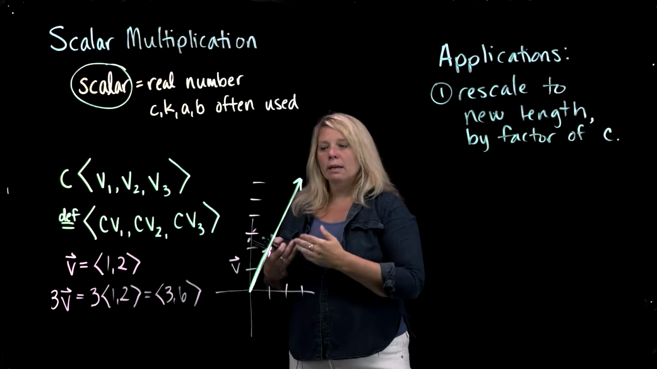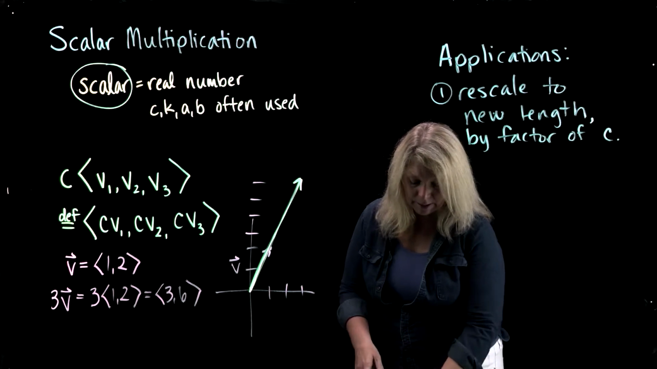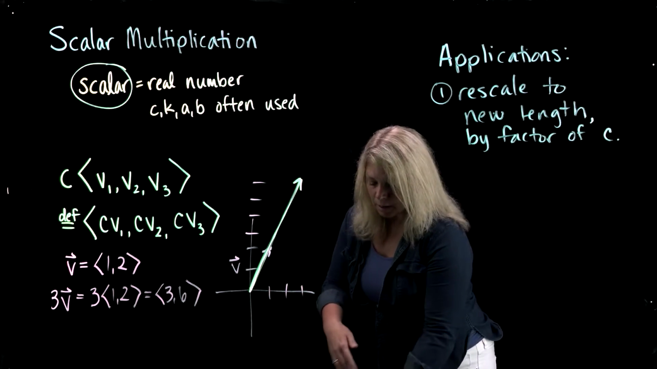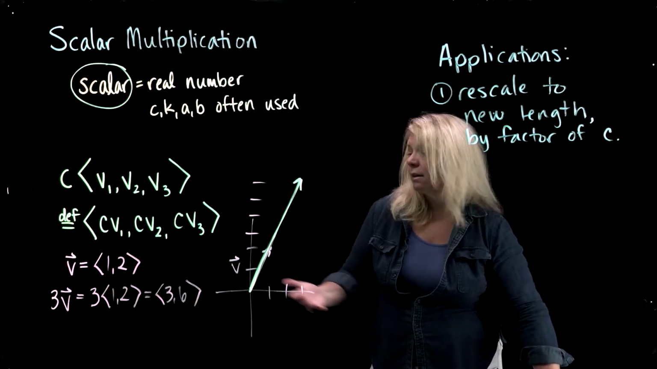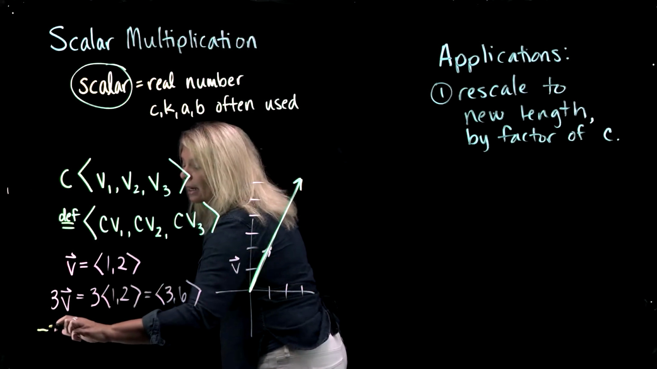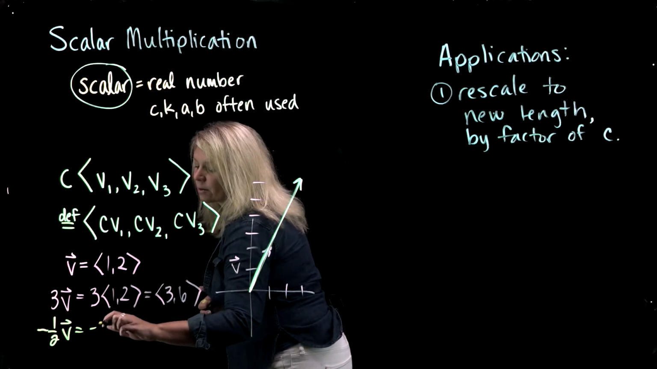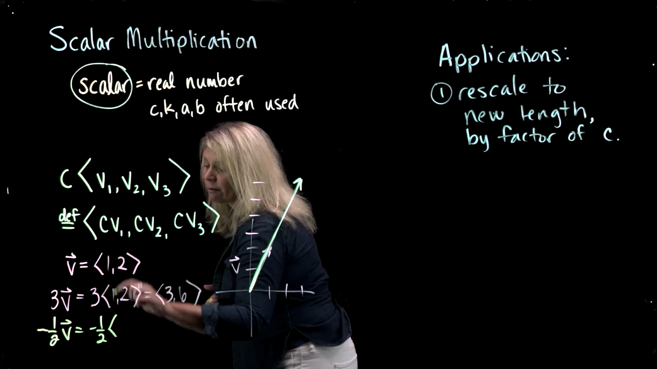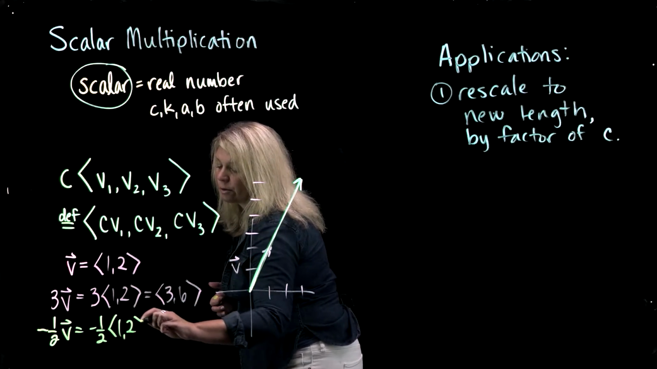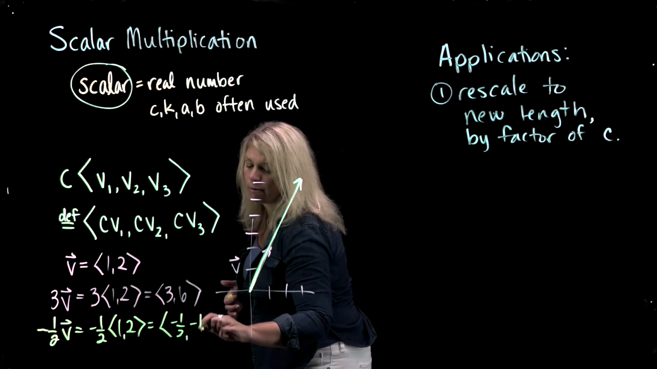All right, another thing that we might think about is what if the scalar that I multiplied this vector by was a negative scalar? So let's go back to this example here and think about what if I had done, say, negative 1/2 v. So negative 1/2 times my original vector v, 1, 2. So I would get the vector negative 1/2, negative 1.